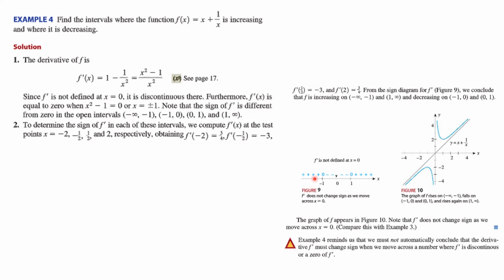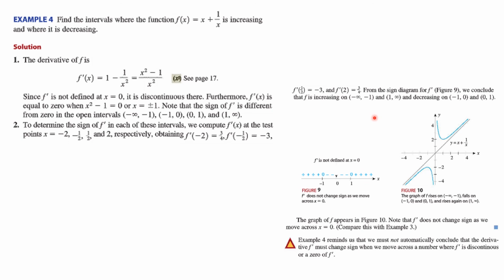So we'll take minus 2 in this part, minus 1/2 in this part, 1/2 in this part, and 2 in this part, and we'll calculate that, and we will get f prime at minus 2 is 3/4, minus 3, minus 3, and at 2 it is 3/4, and so forth. So we can say what are the signs. So you see what we get is positive here, negative, negative, and positive.